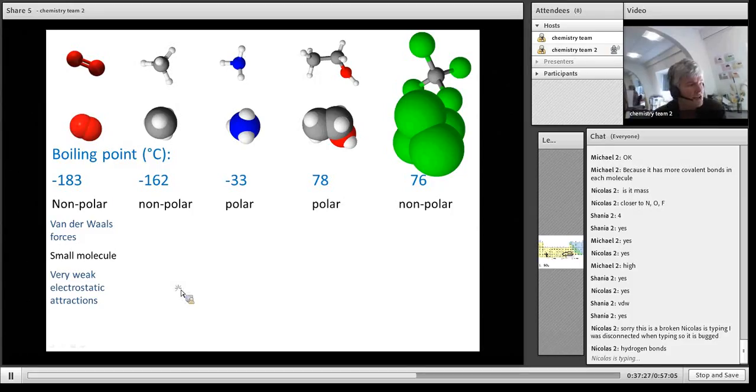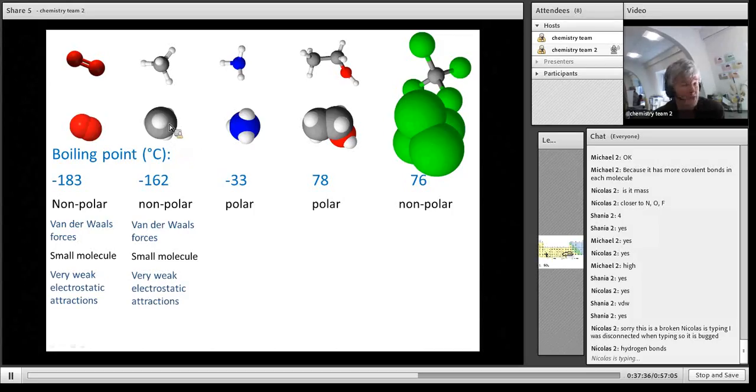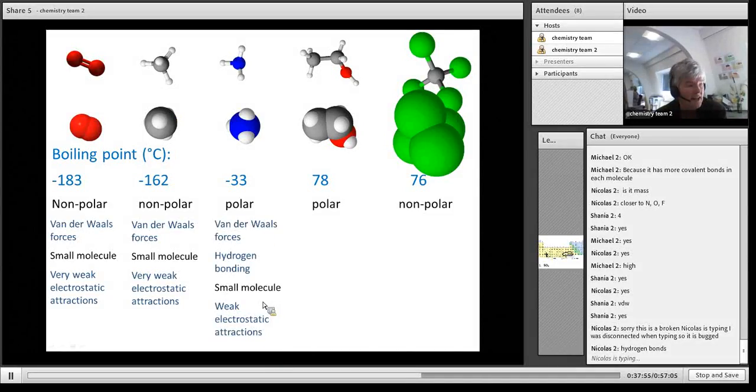Okay, the next one is the same thing. Van der Waals, it's a small molecule. This one's 18, so it's very similar to that. It's just this one's non-polar and that one's polar and can form hydrogen bonds. So that's why there's this big jump. And so we still have very weak electrostatic attractions between the molecules in the substance. Then we get van der Waals and hydrogen bonding. It's still a small molecule, so there's not a big jump, but it is still a big enough jump.